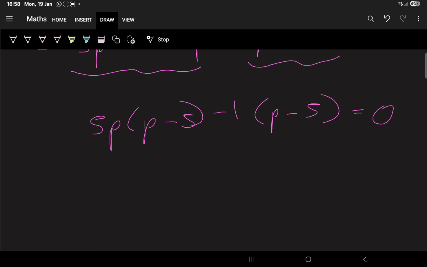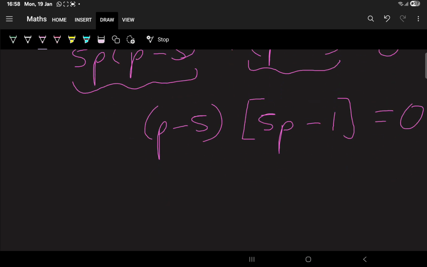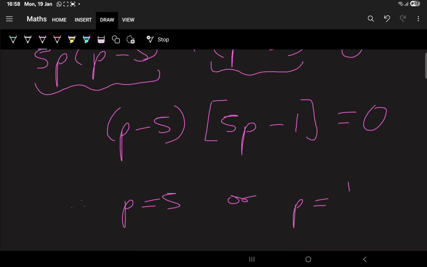Now I can factorize p minus 5 because it's common here and it's also common here. So factorizing p minus 5, this is going to leave 5p. If I factorize p minus 5 from here, I have 5p left, and when I factorize p minus 5 from here, I have minus 1 left, and it equals 0. So from here I have p equals 5, or p equals 1 over 5 when I solve this.